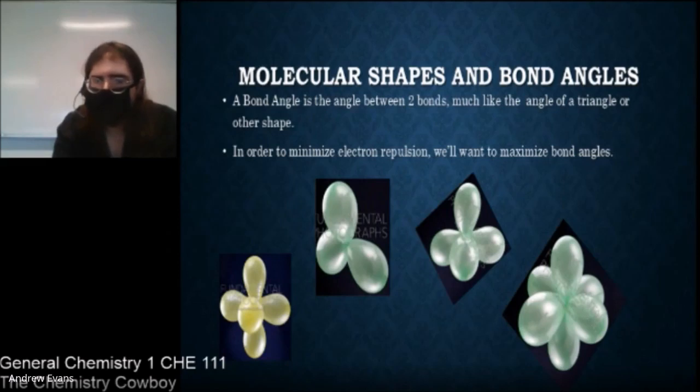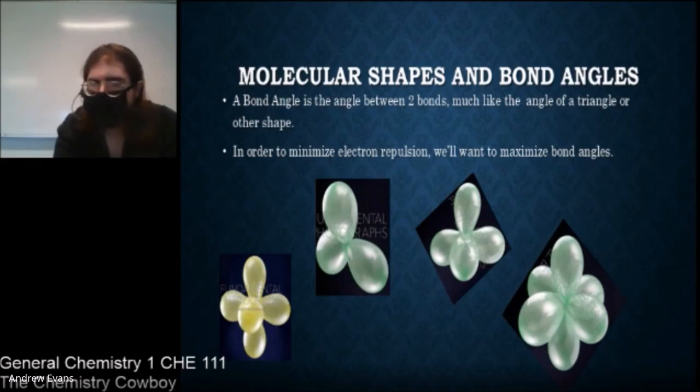Now, a bond angle, we're going to look at the shapes and the bond angles. We're not going to care so much about the actual bond angles, but the bond angles are going to be there. And in the lab coming up, we'll actually look at some of the bond angles. But I'm not really going to try to test you so much on that. But hopefully you know your geometry, that there's 360 degrees in a circle. And so we're going to maximize these bond angles. The bond angle is the angle between two bonds. It's made of the triangle. So in order to minimize electron repulsion, we want to maximize the bond angle.